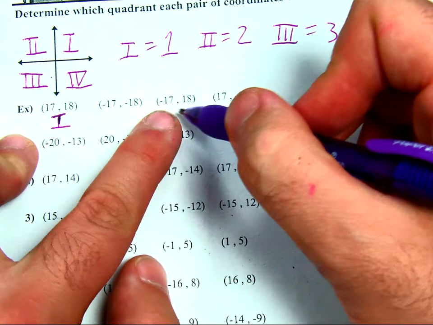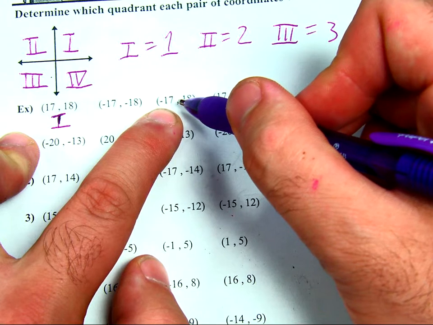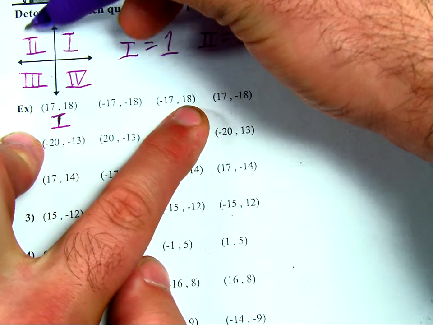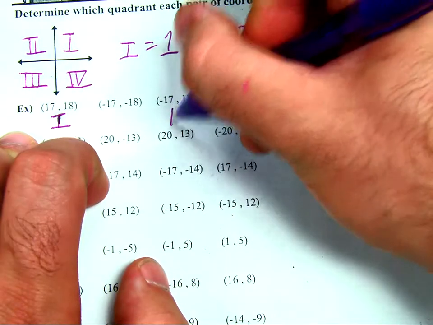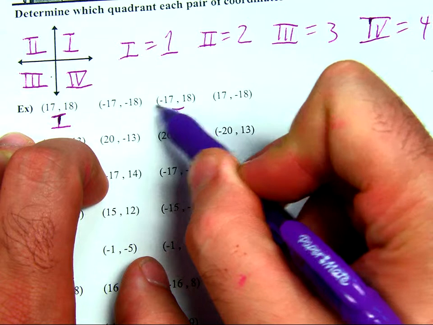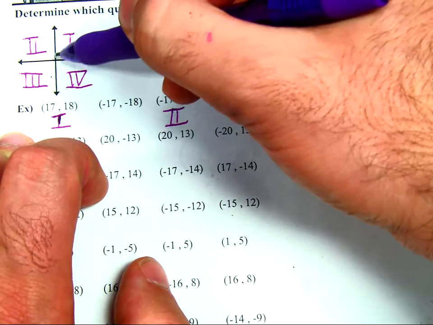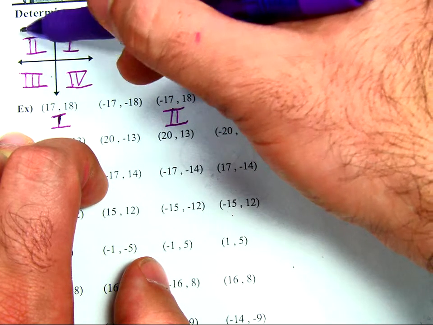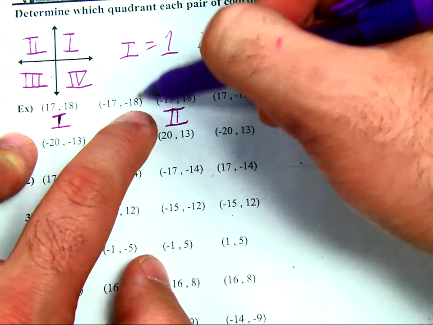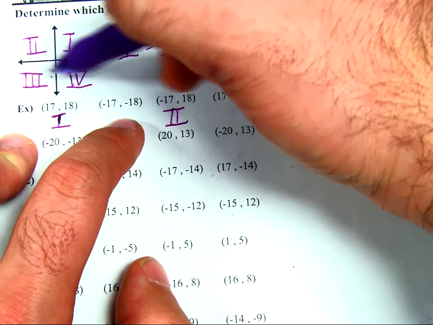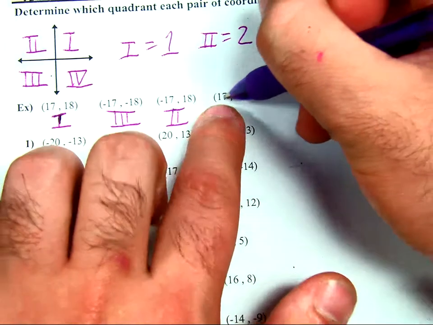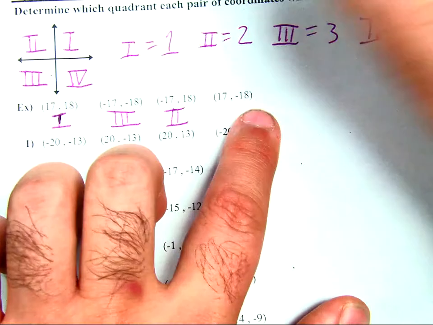If they go negative for their left-right direction, that means they're going to the left 17 and then positive 18, they'll end up in quadrant 2. I'll repeat that. If they're going to the left for their first direction and then up for their second, they'll be in quadrant 2. If they go both negative, so that's left and down, they're going to be in quadrant 3. And if they're going right then down, that's positive then negative, they're going to be in quadrant 4.